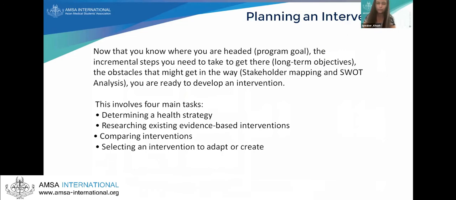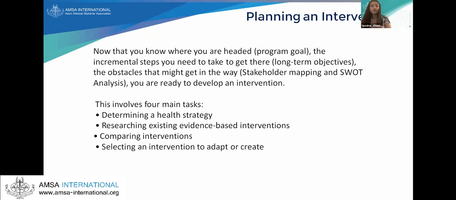Moving ahead to planning and intervention. Now that you know where you are headed, you know the program goal, the incremental steps you need to take there, you have your objectives, the obstacles that might get in the way, and you have your stakeholder mapping and SWOT analysis, you're ready to develop an intervention. This involves four main tasks, I would say. First, determining a health strategy. Second, researching existing evidence-based interventions.